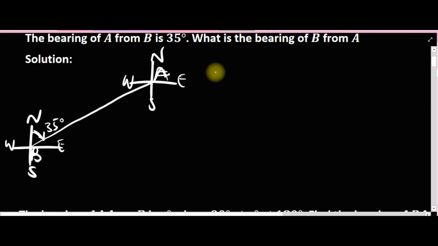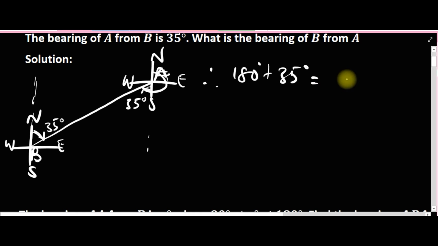We are now asked what is the bearing of B from A. So we are looking for this. From here, using our alternate angle theorem, we see that here is also 35 degrees. And this is 180. Therefore the bearing of B from A is 180 degrees plus 35 degrees. So the answer is 215 degrees.